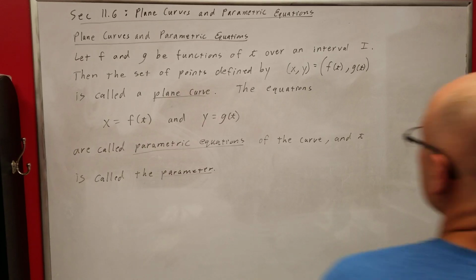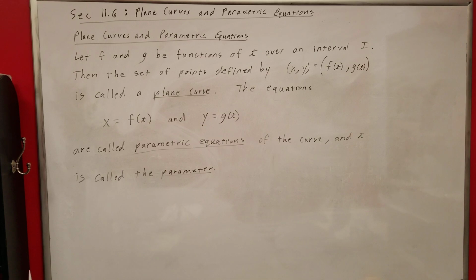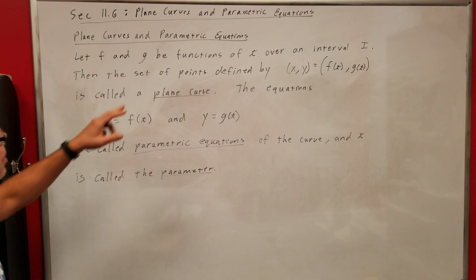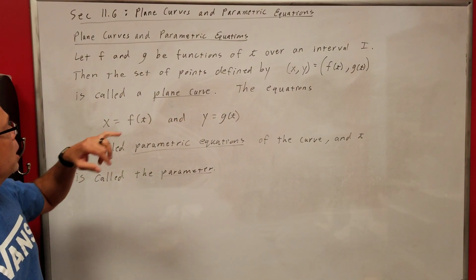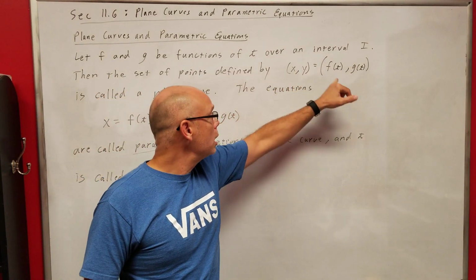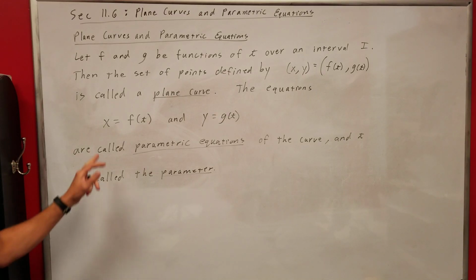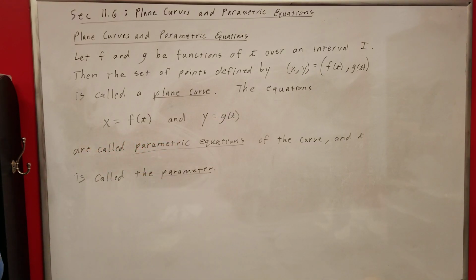Section 11.6, plane curves and parametric equations. They're saying let f and g be functions of t over an interval I. Then a set of points defined by x is f of t, y is g of t is called a plane curve. The equations x is equal to f of t, y is equal to g of t are called parametric equations, and t is called a parameter.